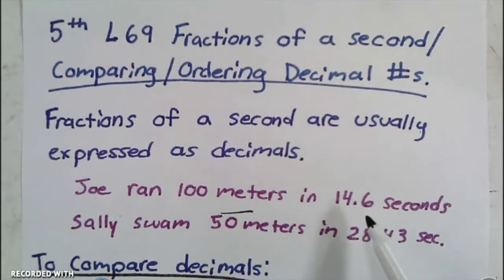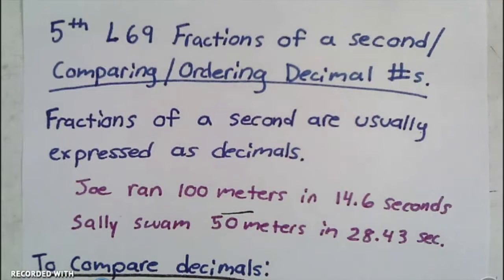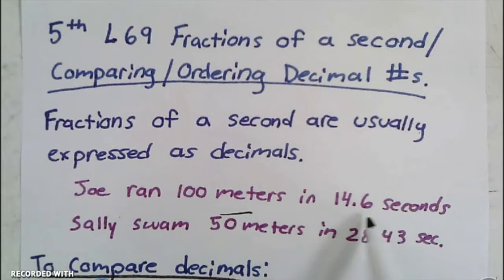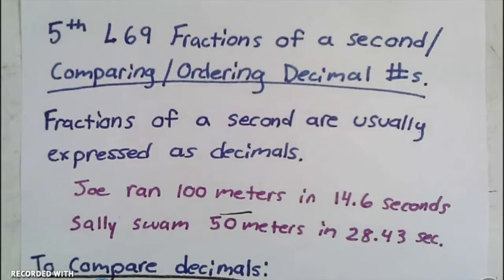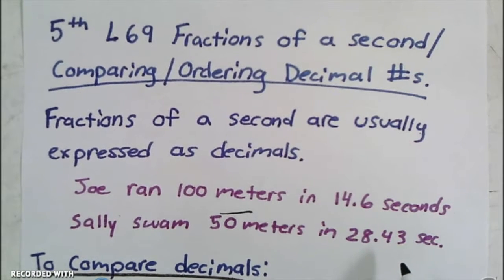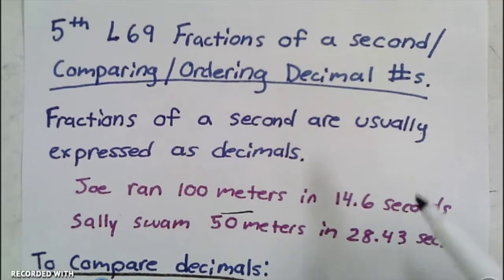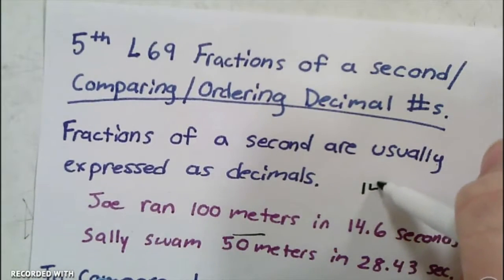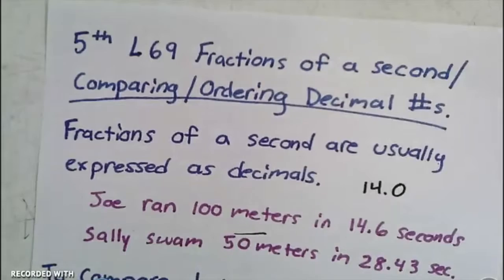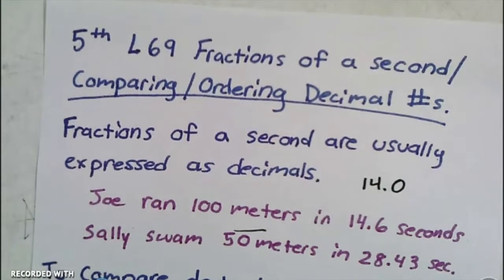Sometimes we even abbreviate this more to just say 14.6. So some people would say Joe ran that in 14.6, which would mean 14 seconds and 6/10 of a second extra. Or Sally swam that 50 meters in 28.43, which would mean 28 seconds and 43 hundredths of a second. If it's 14.0, we would say that's 14 and 0/10, or 14 flat. Joe ran that in 14 flat.